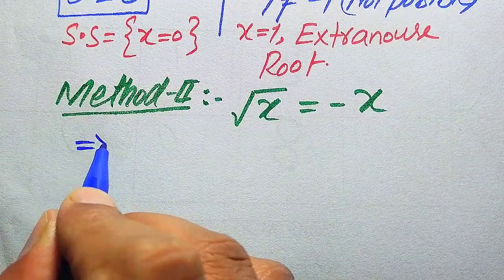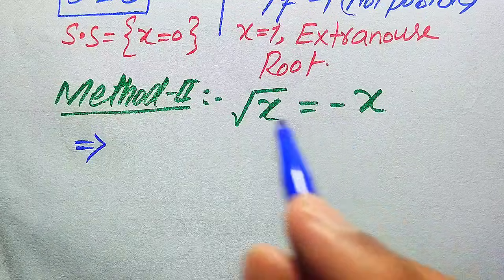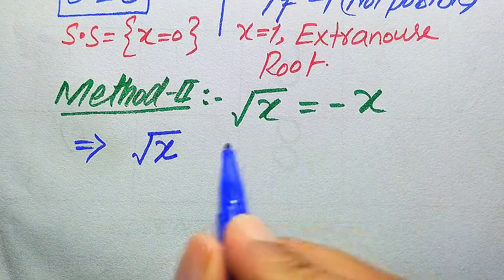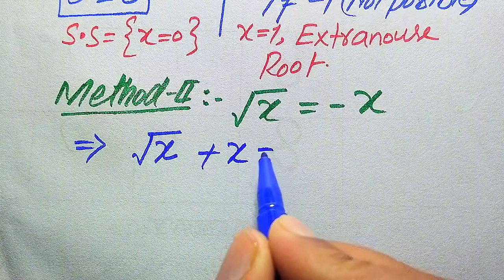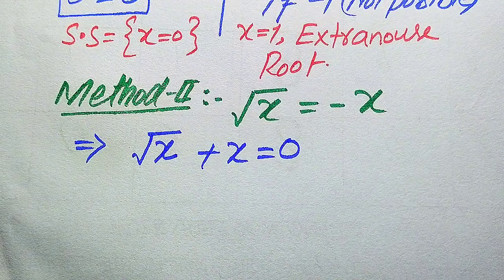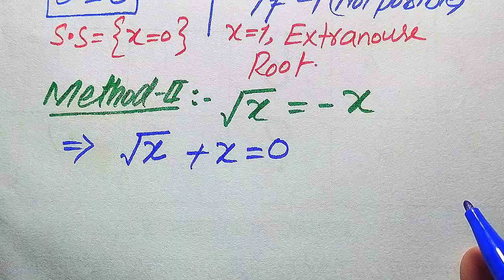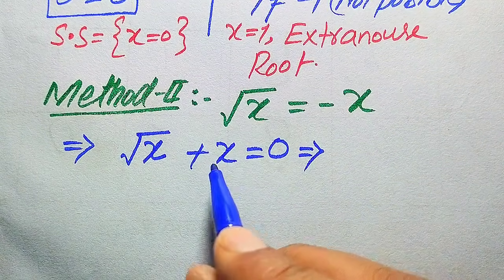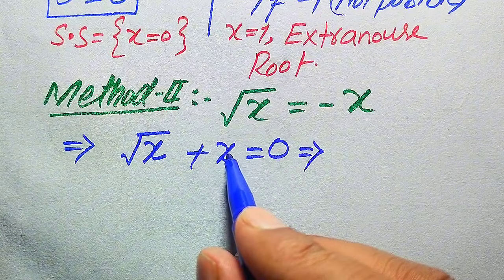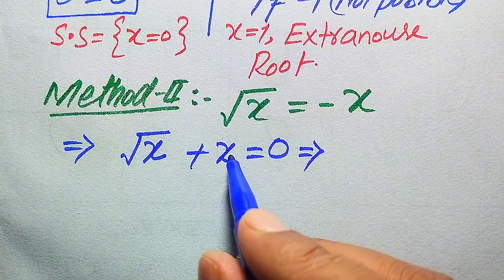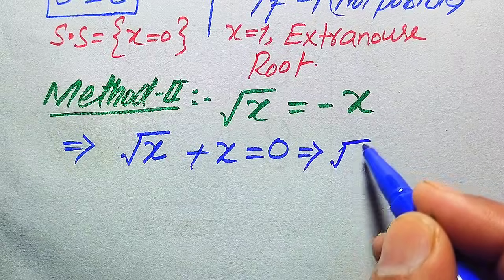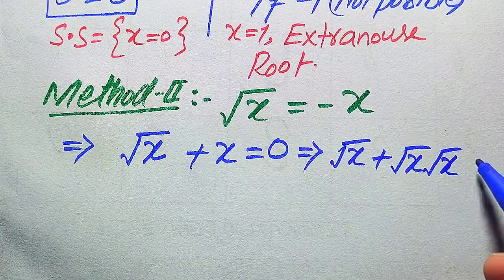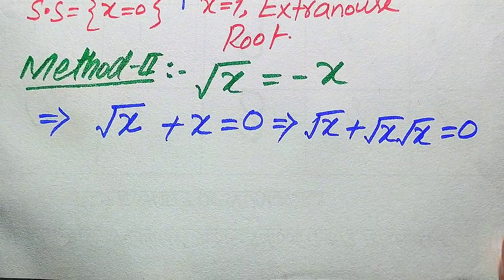And in the second method, here we need to move the term from the right hand side to the left hand side, and it will be written as square root of x. This is a negative term. When we move it to the left hand side, it becomes positive, and this whole equation equals 0. Further, in the next step, we need to focus on this x, and we write it as a product of two radical numbers, and it becomes square root of x plus square root of x into square root of x equals 0.